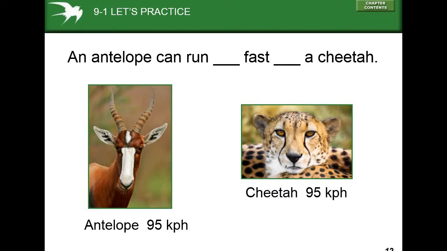Here we see a sentence: an antelope can run dash fast dash a cheetah. Can you fill in the blank? You see, the antelope runs 95 kilometers per hour. The cheetah runs 95 kilometers per hour. Both are the same. So how can we fill the blank? An antelope can run as fast as a cheetah. As fast as. This is the answer. You can see on your screen now.